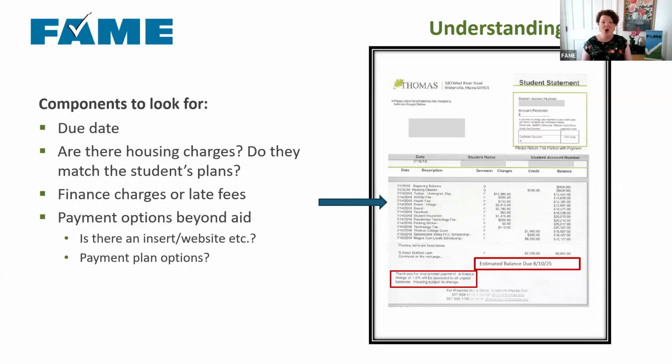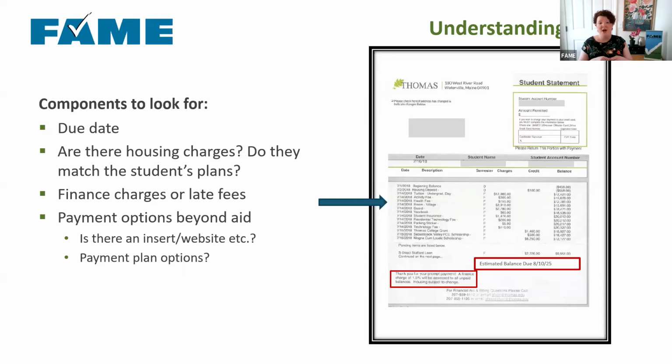On that bill, you want to take a look, are there housing charges? Do they match the plans that the student has for their housing? So make sure those costs are the same. Are there finance charges or late fees? That will often be explained in that bill. It will show you what that bill is, and if you don't pay on time or make an arrangement with the college on time, what do those fees look like? So you want to make sure you're aware of that if you feel like you're going to take a little bit longer than the starting time to get things going.